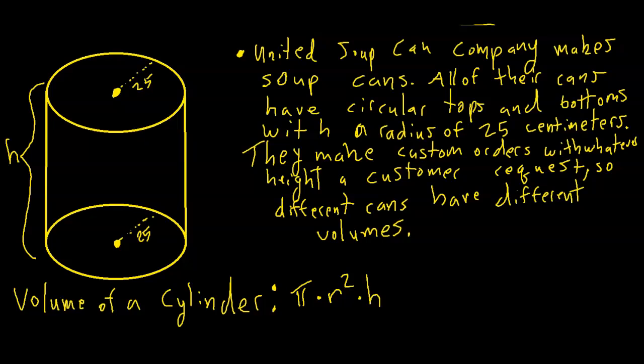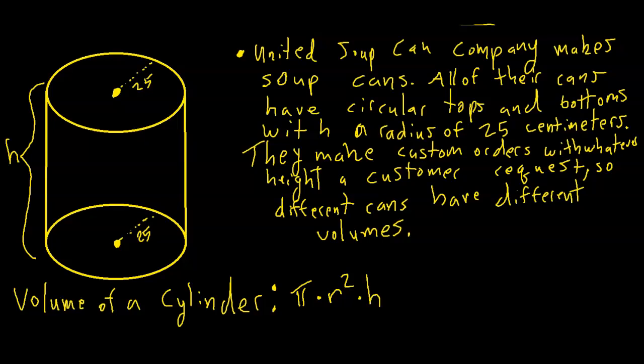Well, all of the cans that this company makes, those circular tops and bottoms have radiuses of 25 centimeters, but they make custom orders with whatever height a customer requests. So different cans have different volumes. Okay, so let's see. If we're talking about volume now, do we know the volume of a cylinder? Because that's what we're dealing with, right?